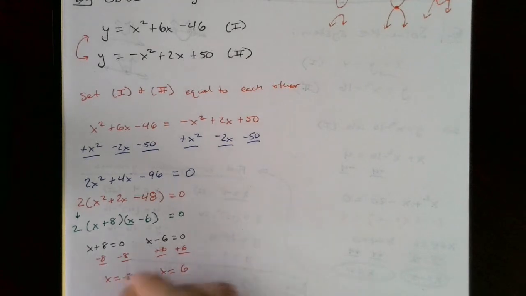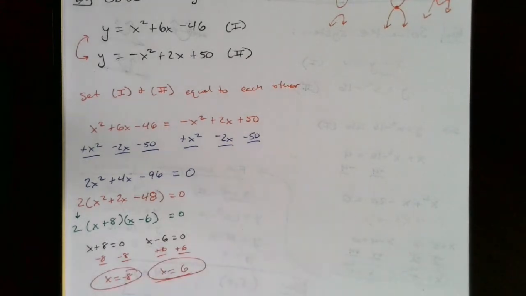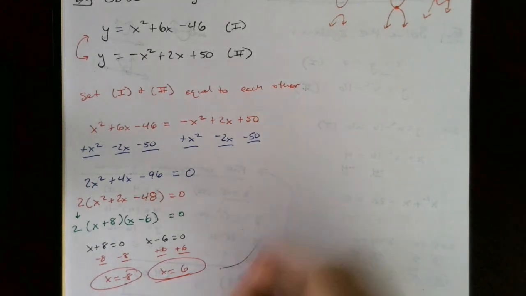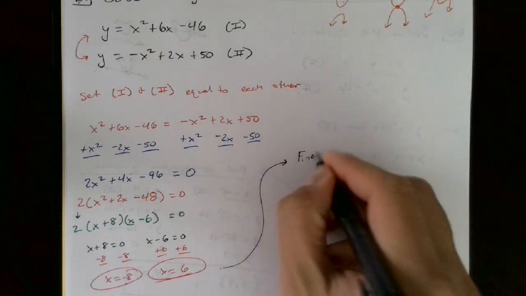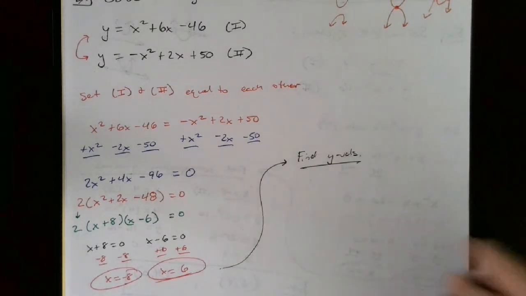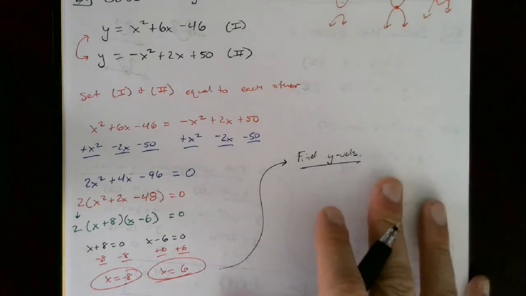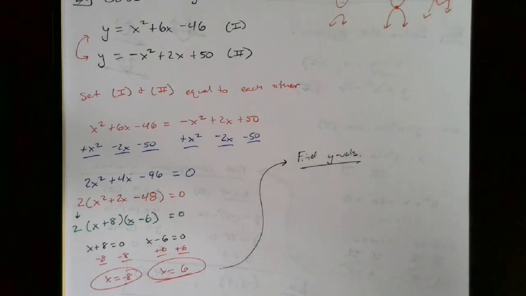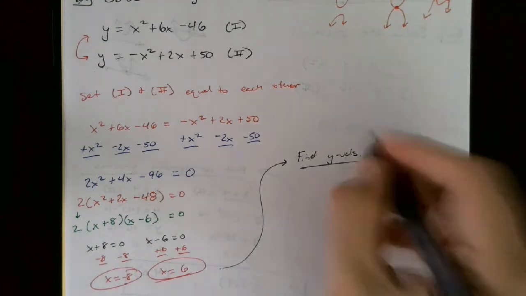Now remember what I just found. These are the x coordinates of where these two parabolas intersect. What do I have to do? Well, I have to find the y values. To find the y values, remember how you do it. You can back substitute into either equation 1 or equation 2. I'll back sub into equation 1, but it doesn't really matter.